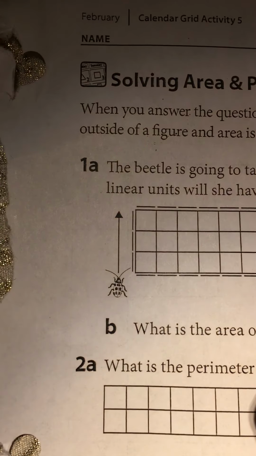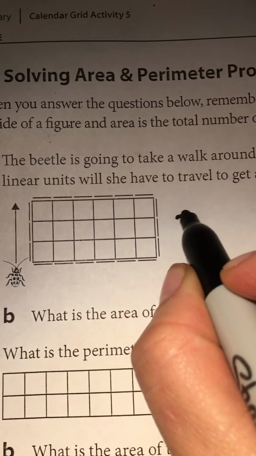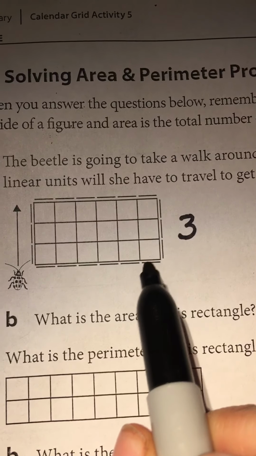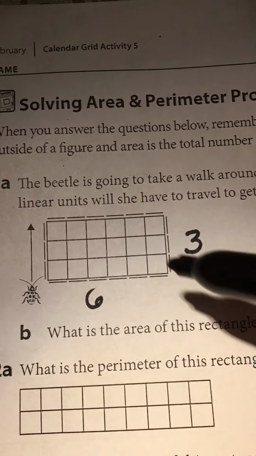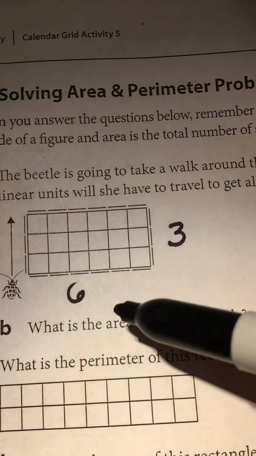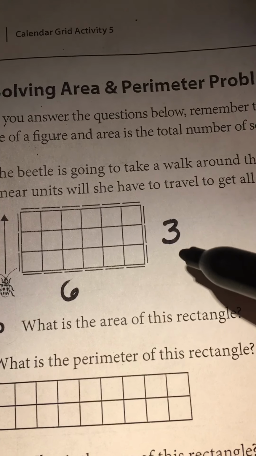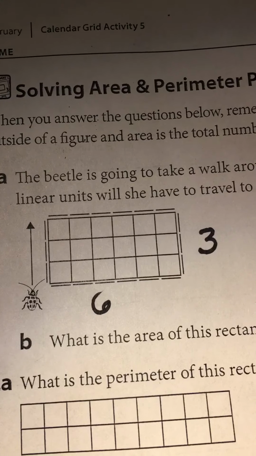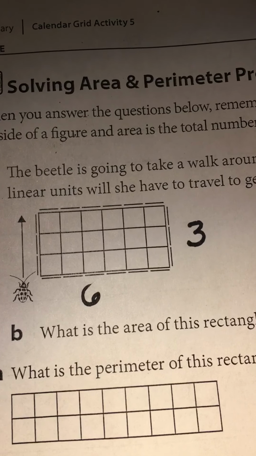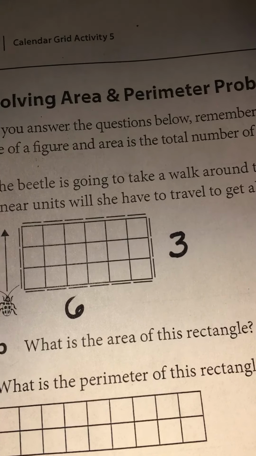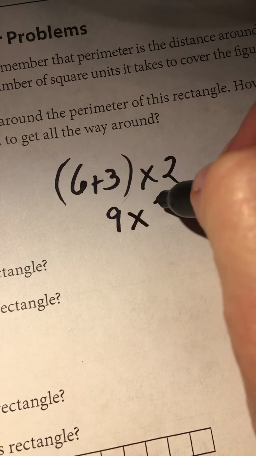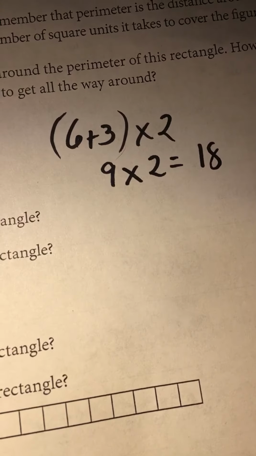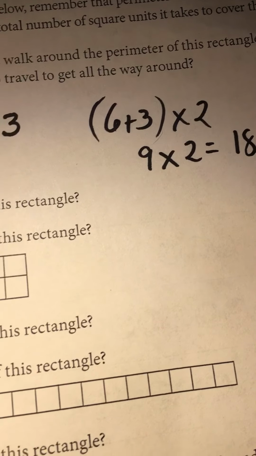So on this side, you can see there are three linear units. And down here, we have 1, 2, 3, 4, 5, 6. So the beetle's going to travel all the way around. The beetle's going to travel the 6 plus 3 plus another 6 plus 3. And I know that 6 plus 3 is 9 times 2. So that should be, whoops, I'm sorry, you can't see. 9 times 2 is 18. So the beetle's walking 18 units around. So the answer to 1A is 18.